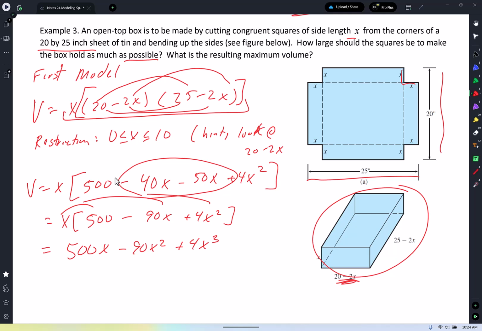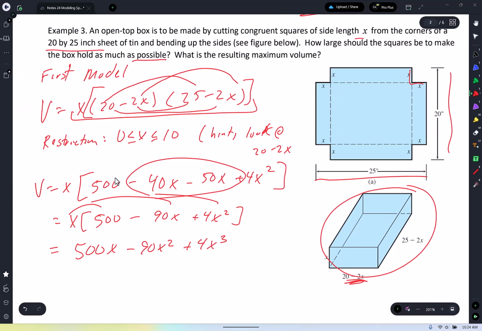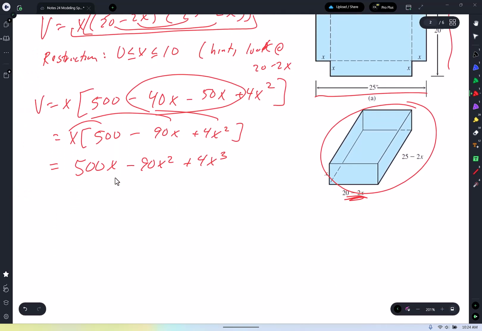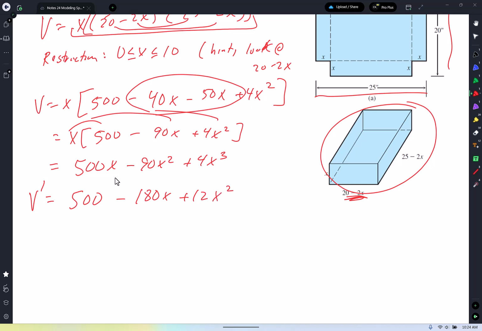So there it is. This is what I'm going to take a derivative of, because this is what I want to maximize. Does that make sense? Whatever you want to maximize or minimize is what you're taking a derivative of, guys. V prime equals 500 minus 180x plus 12x squared. I could factor out because they're all even, but I'm not going to bother. We're just going to do it with a calculator.